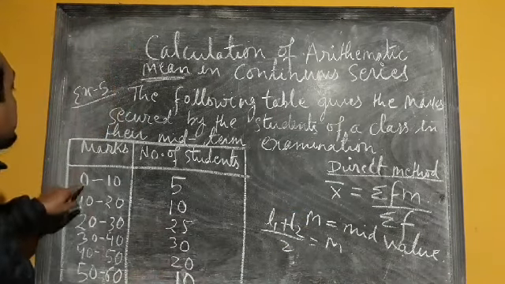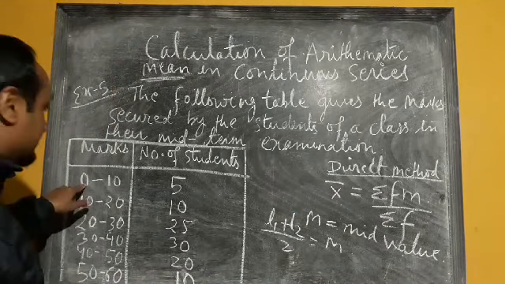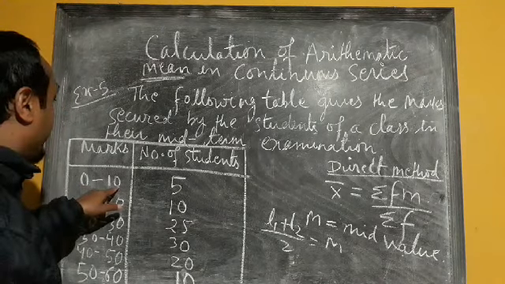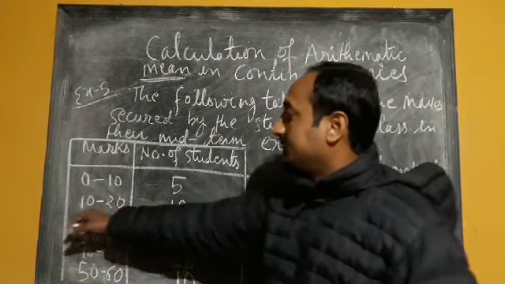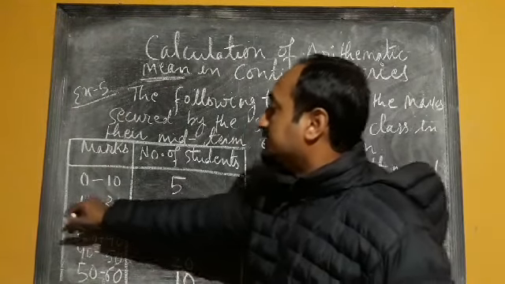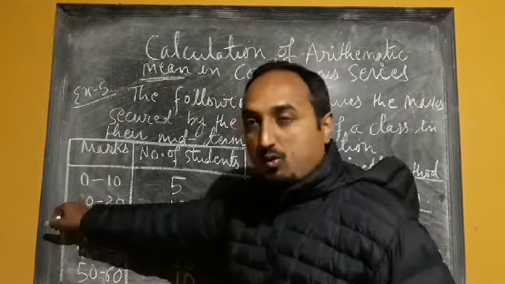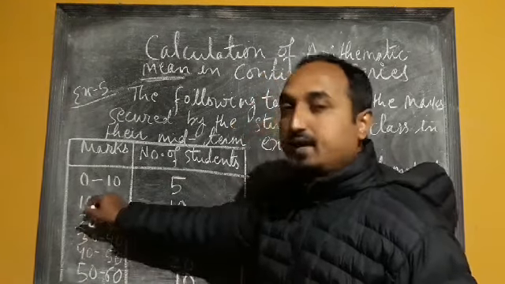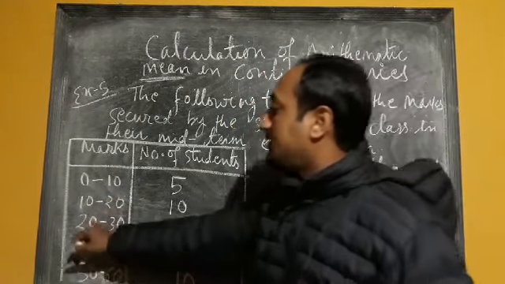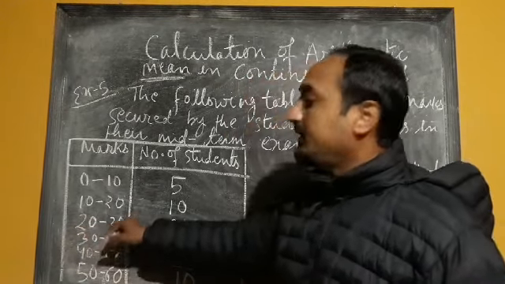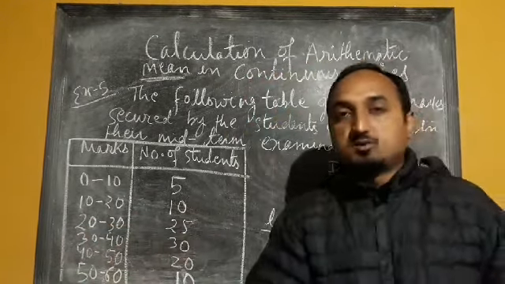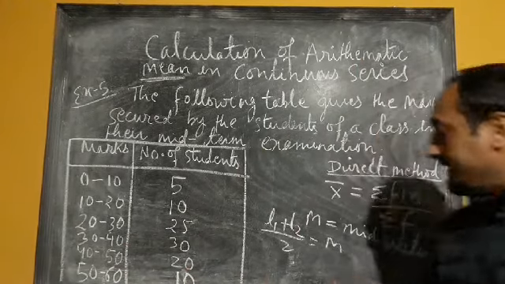So here in the first case, lower limit we have 0 and upper limit we have 10. Now if you look at the second class interval, we have 10 to 20. So here 10 will be L1 and 20 will be your L2. Similarly, for the next observation, 20 will be L1 and 30 will be L2. So mid value equals L1 plus L2 divided by 2.